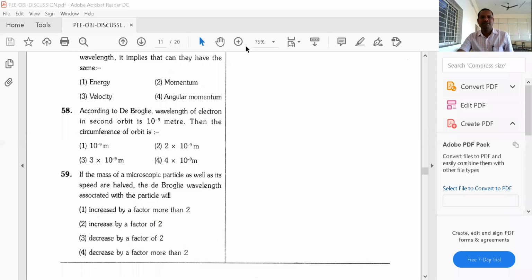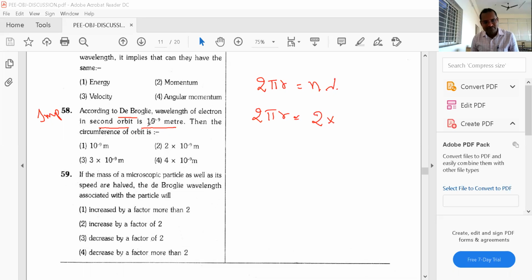Next, question number 58. They are given that according to de Broglie, the wavelength of electron in the second orbit is 10 to the power of -9 meters. Important again. Then what is the circumference? We know circumference 2 pi r is equal to n lambda. For the second orbit, 2 pi r is 2 into lambda, the given wavelength of electron.